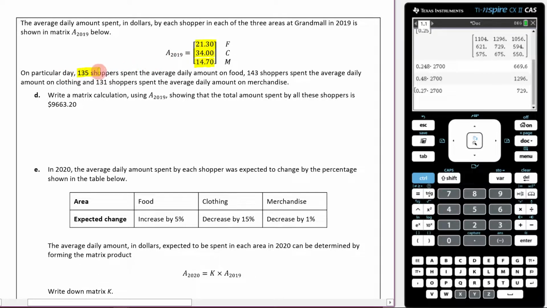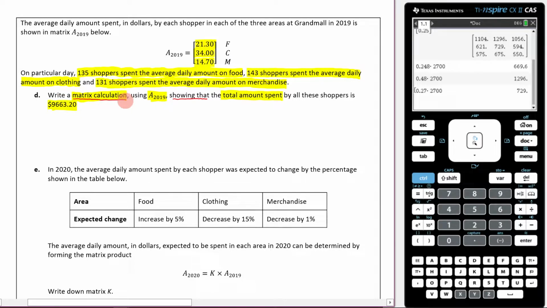On a particular day, 135 shoppers spent the average daily amount on food, 143 shoppers spent the average daily amount on clothing, and 131 shoppers spent the average daily amount on merchandise. Write down a matrix calculation using A 2019 showing the total amount spent by all of these shoppers is this right here. So notice that they've given us the answer. Now, this is a show that question, meaning that it's great that they've given us the answer. We can use it to double check that we've done it correctly, but you're not going to get any marks for writing this down, obviously, because they've given it to you. The most important thing here is writing down the matrix calculation.